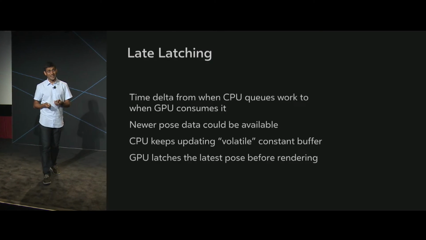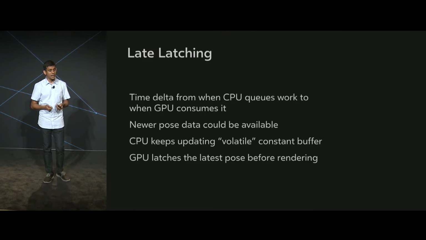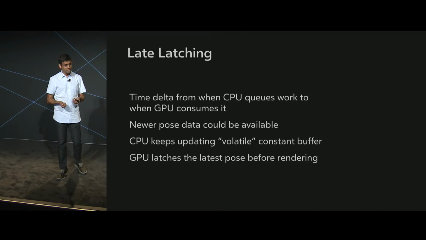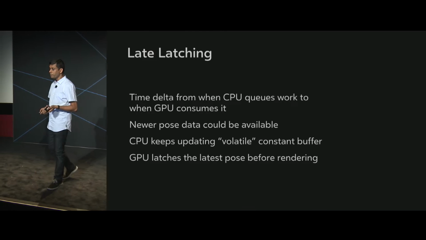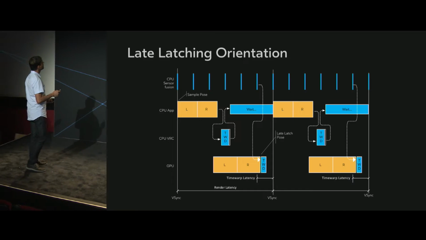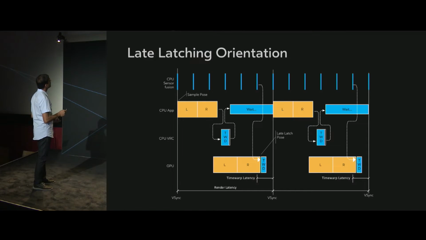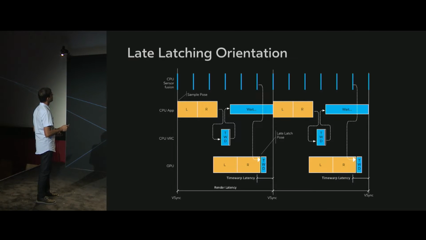And so we use this concept of late latching to try and pick up at the GPU level the most up-to-date state of the pose that could be available. We do this by just having a volatile constant buffer that the CPU keeps updating, and then the GPU latches that latest pose just before it renders. And so when we do late latching of orientation, you can see that instead of just sampling the pose here, we pick up a more up-to-date value of the latest sensor fusion value that we may be getting just before the GPU is ready to do the time warp and distortion. And so this reduces the time warp latency, even though of course the render latency stays the same.